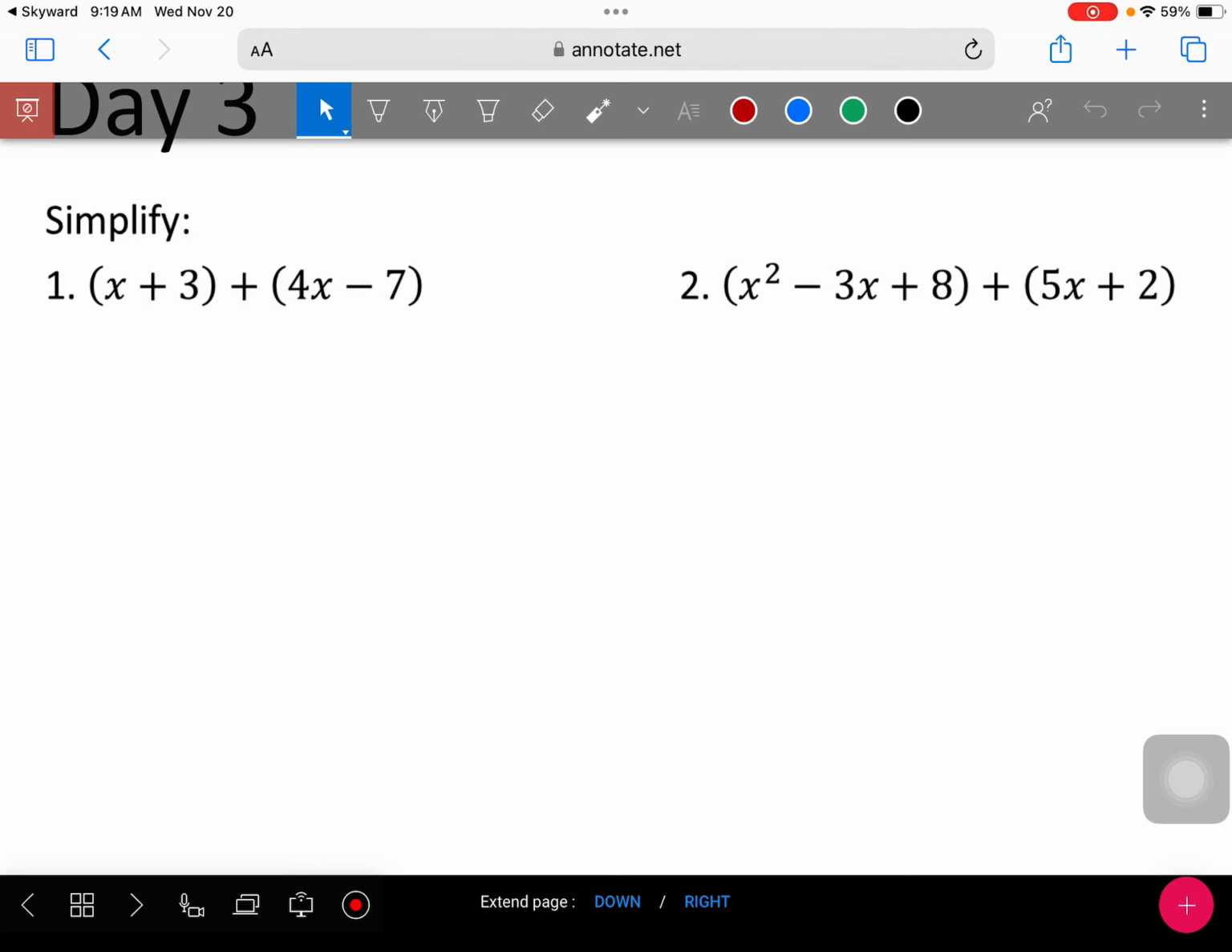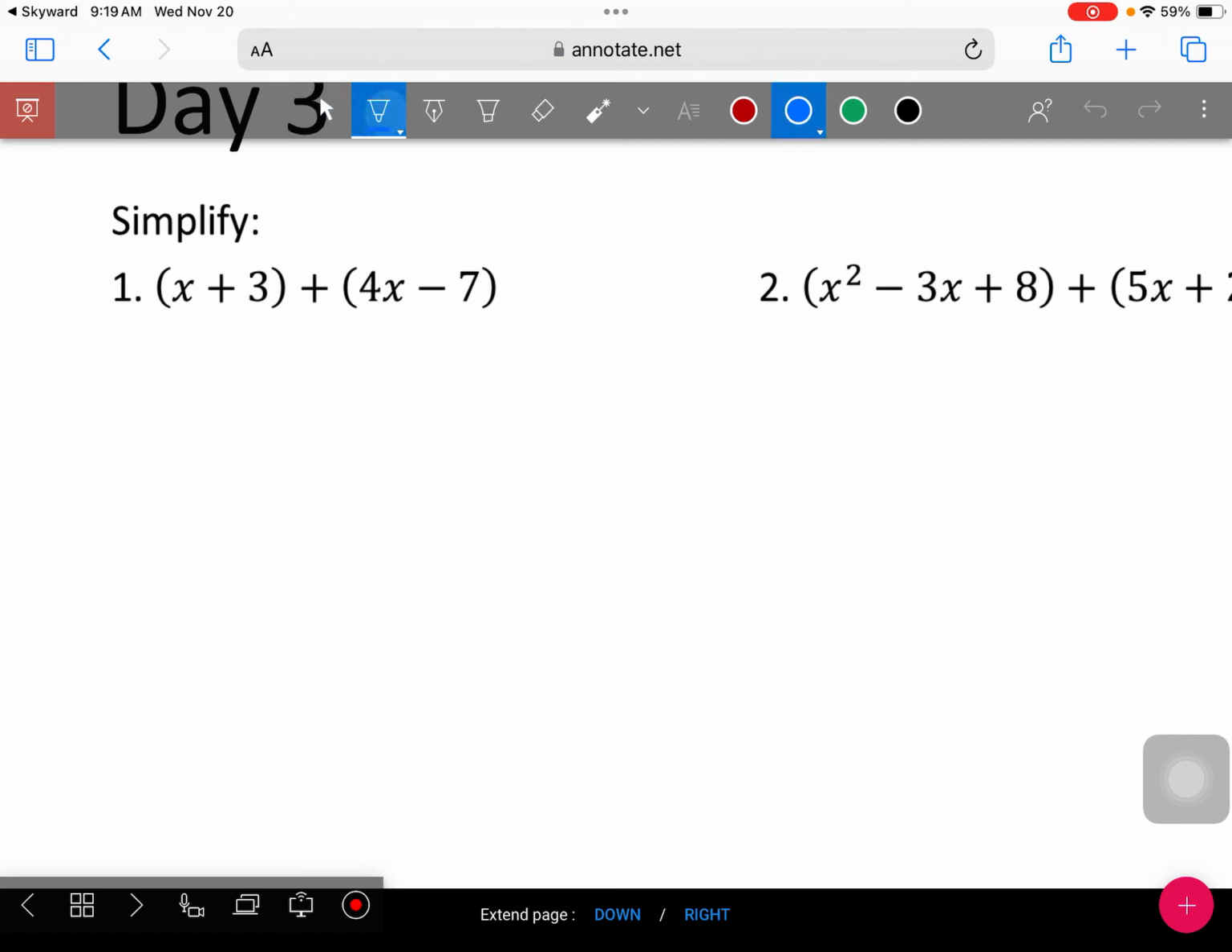So you are combining, finding like terms. Okay. Do I have any like terms here for number 1? 3 and 7, yes, -7. And what about the other two? Are those like terms?